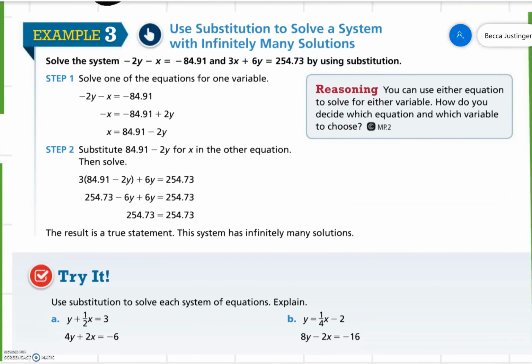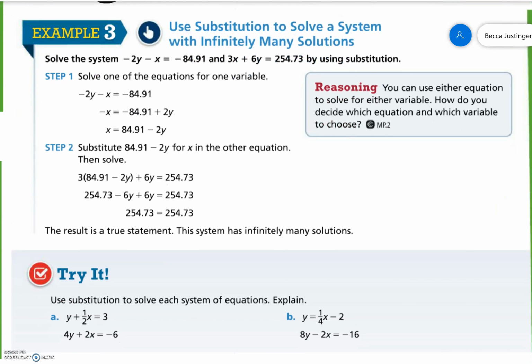Example 3, use substitution to solve a system with infinitely many solutions. So solve the system 2y minus x equals negative 84.91, and 3x plus 6y equals 254.73, using substitution. So we know we have to substitute it in. So the first step, solve one of the equations for a variable. So this first equation, they're trying to solve for x. So they add 2y to both sides. Cancels out on the left. We get negative x equals negative 84.91 plus 2y.